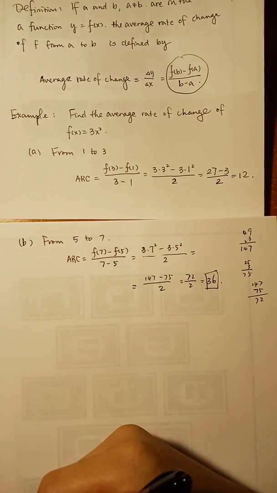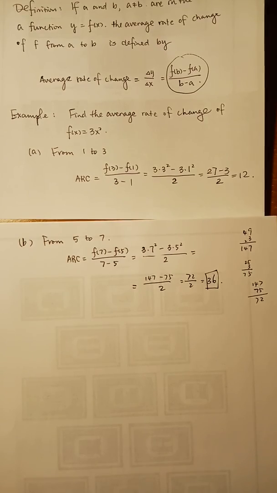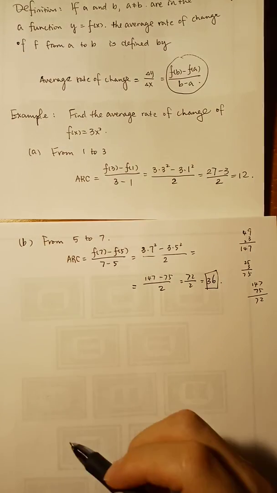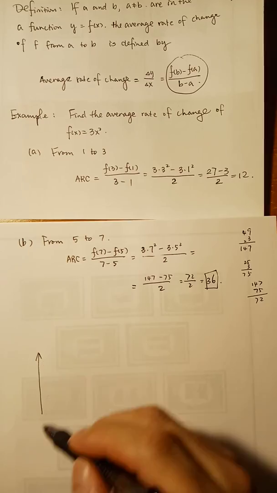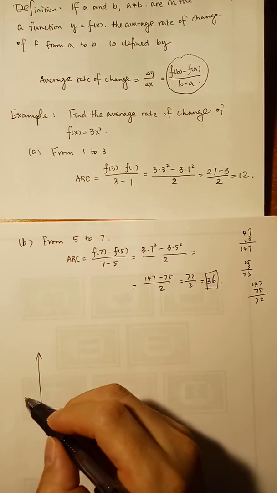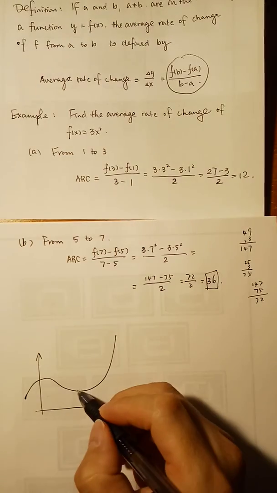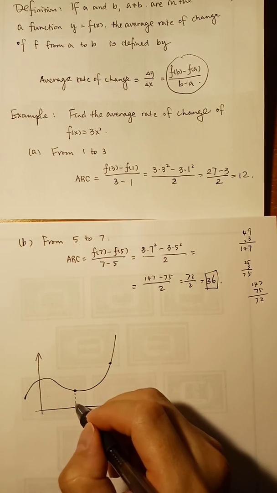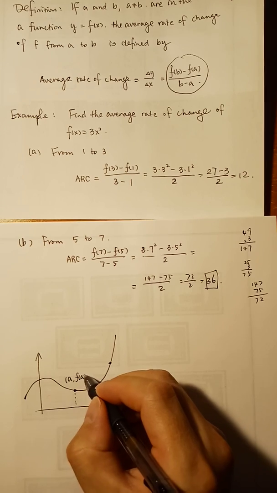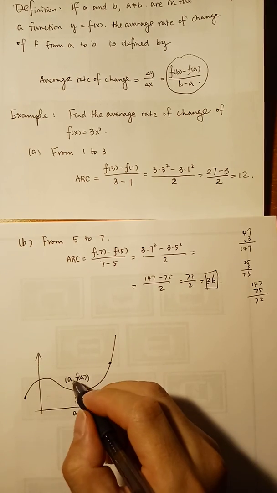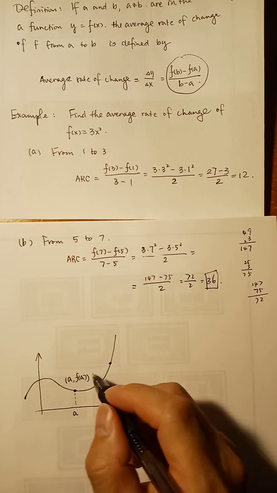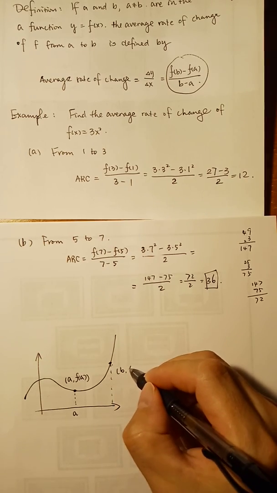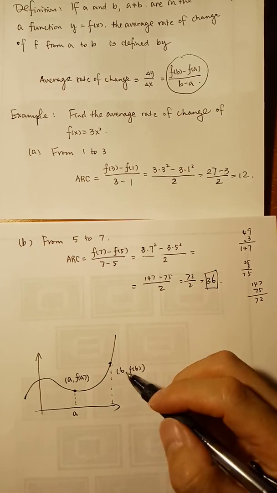That's the algebraic definition. Now let's see a similar computation, but from the geometry. The geometry has the following definition. When you have a graph, you determine two points on the graph. The first point has coordinates (a, f(a)), where a is the x coordinate and f(a) is the y coordinate. And the second point has coordinates (b, f(b)).